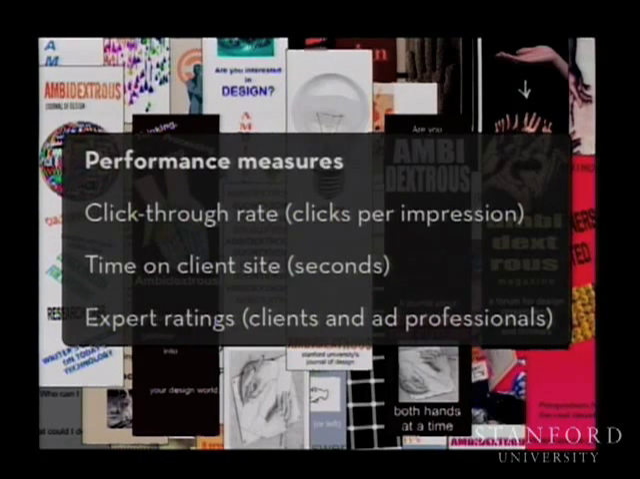Click-through rate, so how many times did MySpace users click on the ad, divided by how many times it was shown. Time on site, so if they clicked on the ad and went to the Ambidextrous Magazine website, how long did they spend on the website? We have the Google Analytics telling us how long they spent there. And then we had expert ratings. Both the clients of the magazine as well as ad professionals individually rated the ads on a scale of 0 to 50. Actually, there are several different dimensions there.